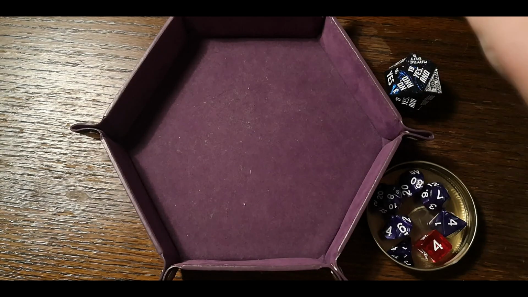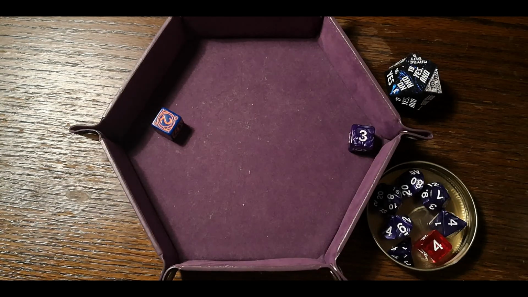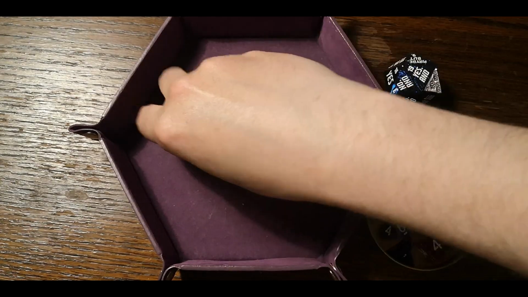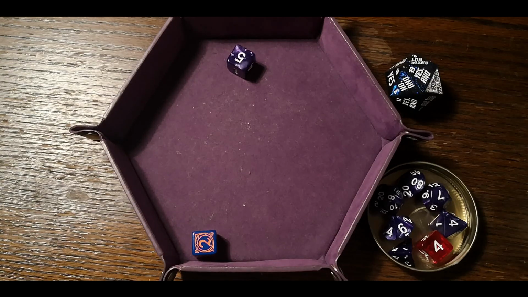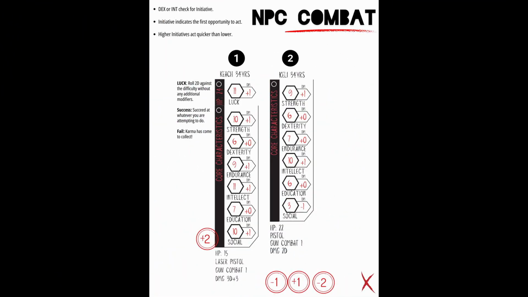So let's go with Kelly first. So 3, 4, 5, 6. So a 6 for Kelly. 5, 6, 7, and 8. 9 and 8 for me. So I'll be going first, and then Kelly will be going second.